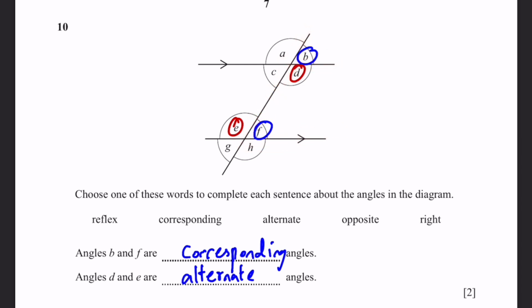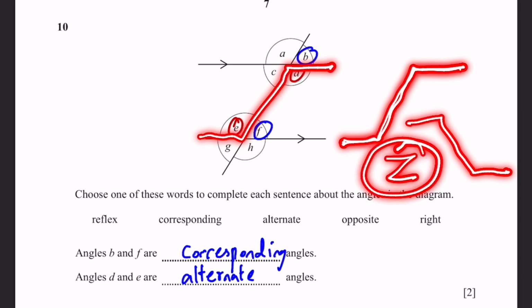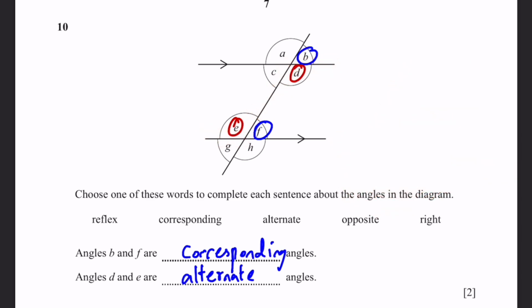And now for the alternate angles, notice that the shape is somewhat like this. If you trace this, you'll see that if you turn it the other way, it'll be somewhat like a Z. So alternate angles are somewhat like a Z. Remember this. And that's all for question 10.